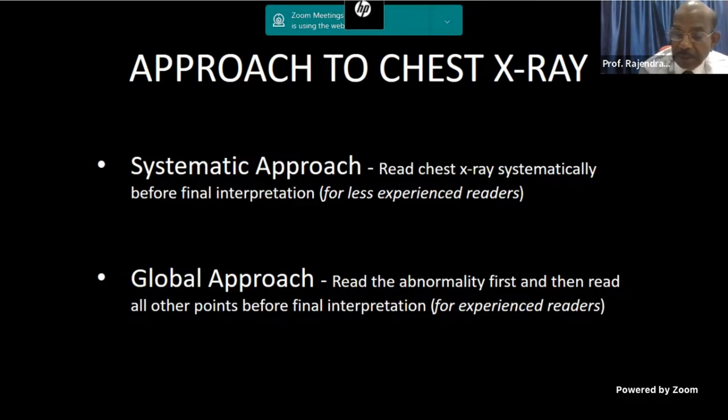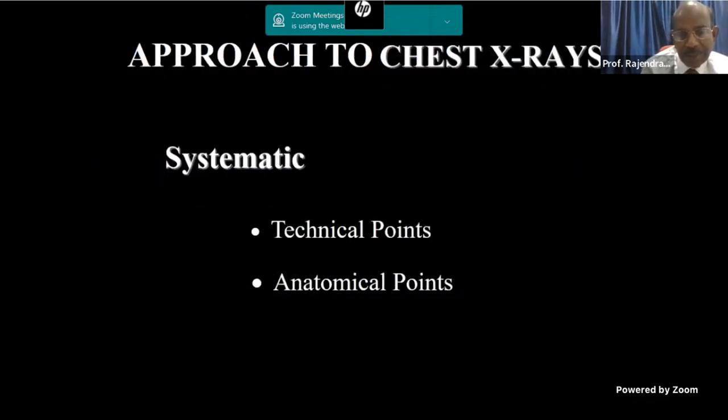And I will tell you one system. You may choose your own system. The bottom line of that system is that you should see each and every thing in the X-ray. And it is not only the anatomical things, technical issues also, because they can make a difference in interpretation.